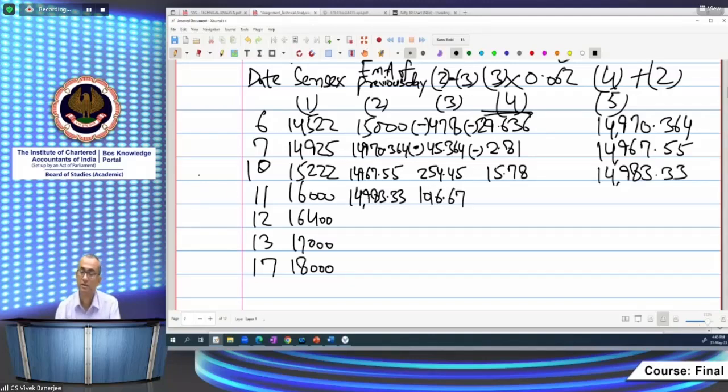1016.67 will be multiplied by the exponent 0.062, which gives 63.03. It will be added to the previous day EMA, 14,983.33, coming to 15,046.36.